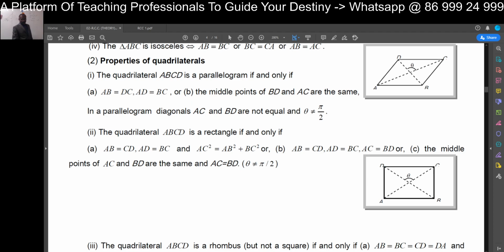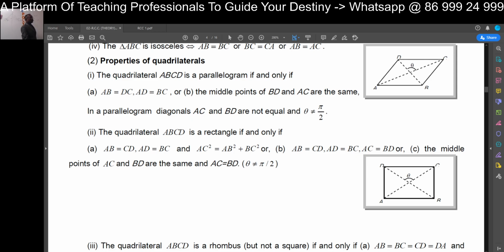That is, the midpoint of one diagonal is the midpoint of the second diagonal. So the common property for all four quadrilaterals is that the diagonals bisect each other. In a parallelogram, the angle between the diagonals is not 90. In a rectangle, the angle between the diagonals is also not 90, but the angle between any two adjacent sides is 90 degrees.